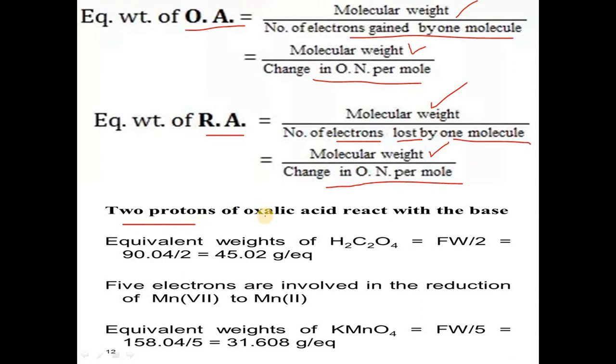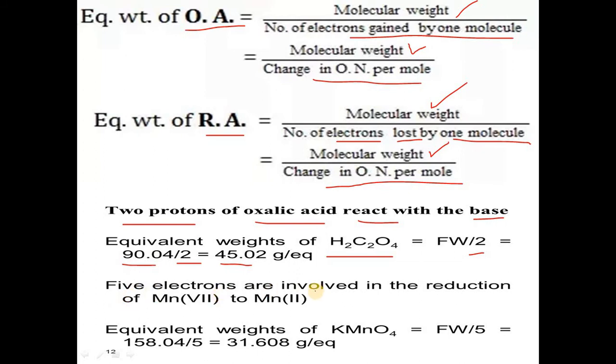So 2 protons of oxalic acid react with the base. In case of oxalic acid, there are 2 H plus ions which are replaceable. So equivalent weight of oxalic acid is molecular weight divided by 2. So here 90 divided by 2, that is 44.02 equivalent weight for oxalic acid.